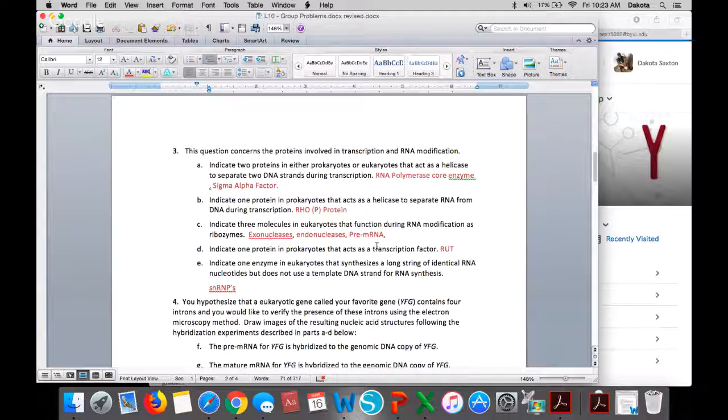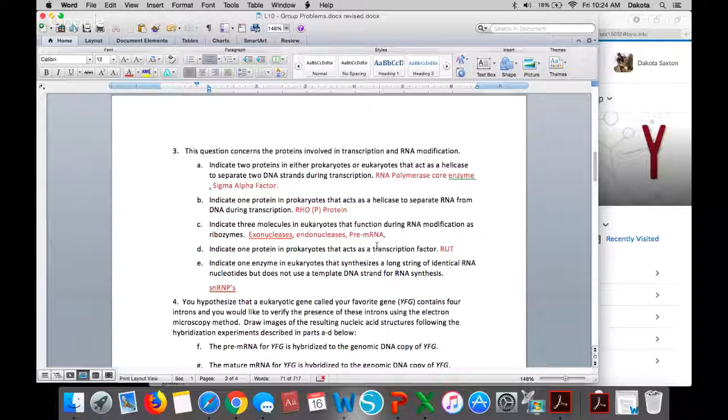We'll pull it up. And then question 3 was pretty much the same as fill in the blank, basically, because we just found it in our notes, PowerPoint, did some research on them. A is going to be the RNA polymerase core enzyme, and then the sigma factor. And then B is going to be the Rho protein.